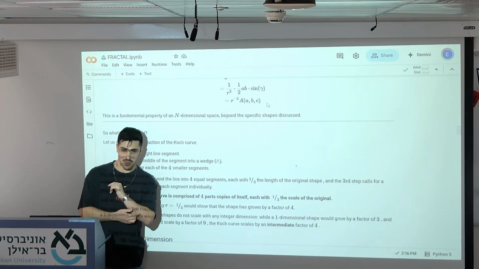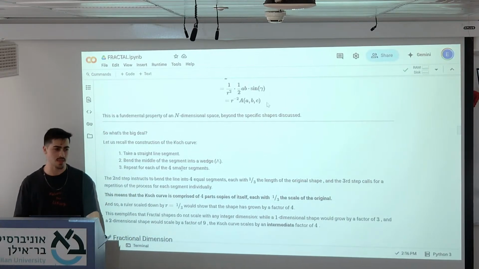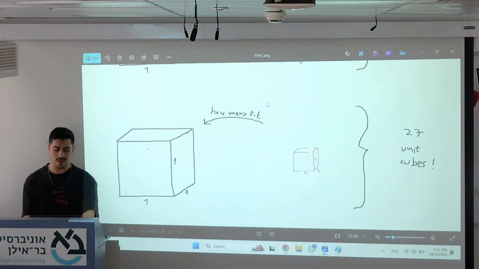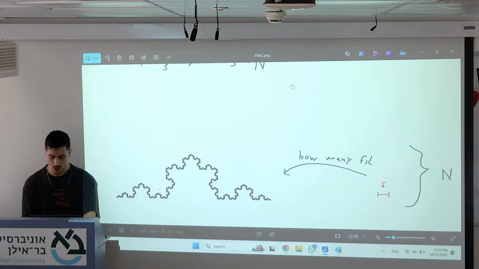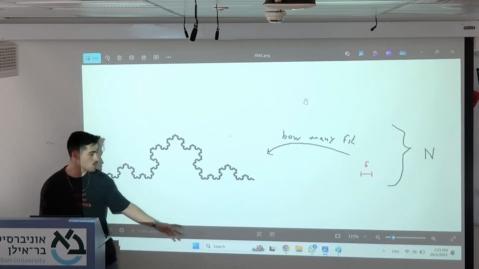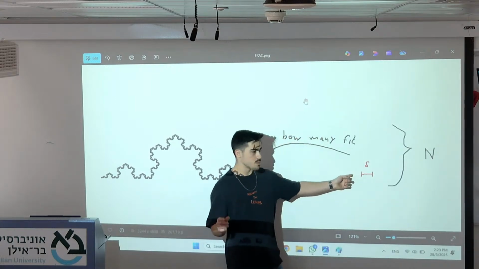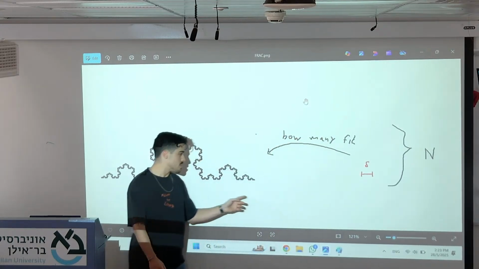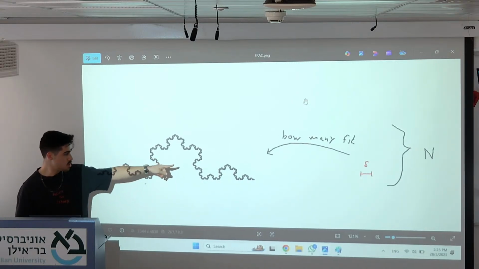It seems, after some thought, that fractals don't obey this law. So if we take, for example, the Koch curve, and let's say we have a ruler of some length delta, very small, much smaller than this. And let's say that with this ruler size, n rulers fit into the shape.